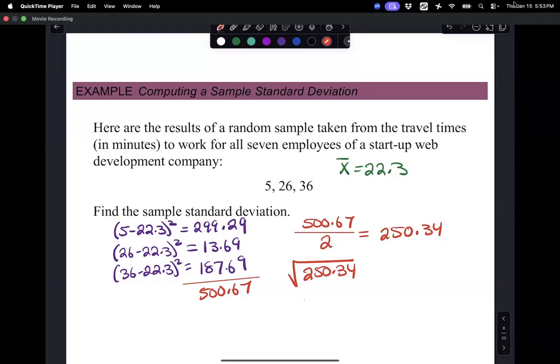So our sample standard deviation, which is a lowercase s, is 15.8. I was going to write 18.5 as I said 15.8. That's it for sample standard deviation. Questions?